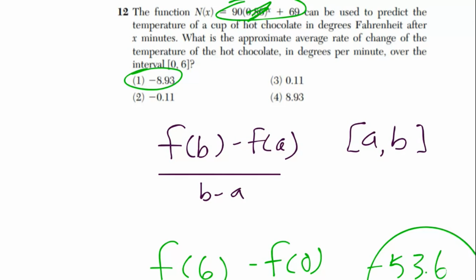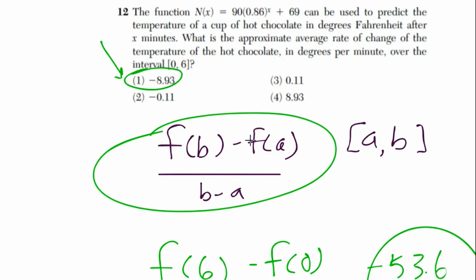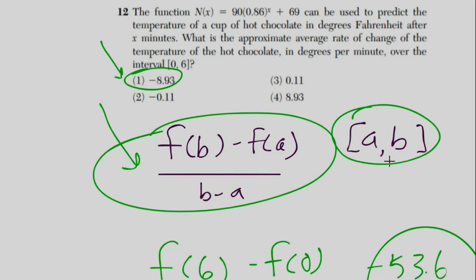So all this is asking us is the average rate of change, which is literally kind of exactly what it sounds like. How is it changing on average between these two x values? In this case, 0 and 6. And it happens to be decreasing on average on this interval, which makes sense. If you put a cup of hot chocolate out and you let it sit, it's most likely going to get colder, right? So that kind of makes sense with this one. But that's what you need to remember. That's the average rate of change formula for any function that you're given on a particular interval.